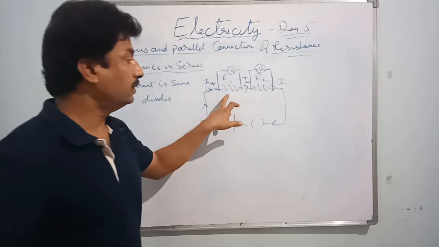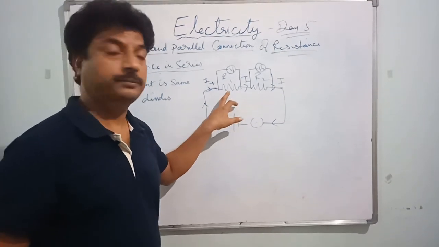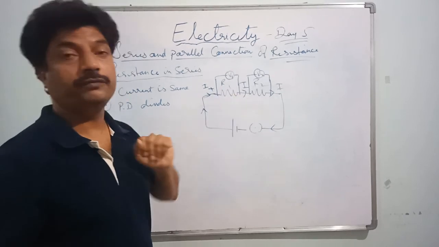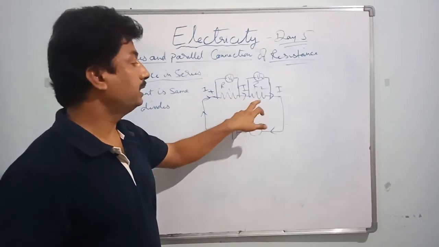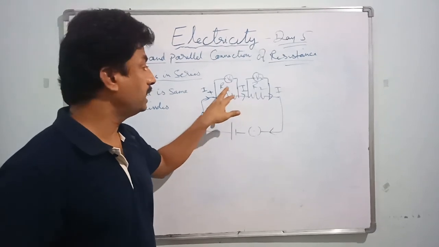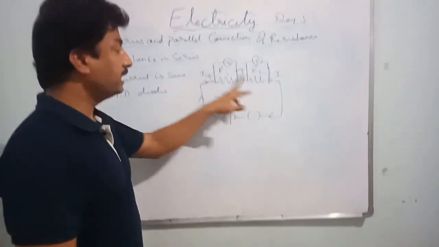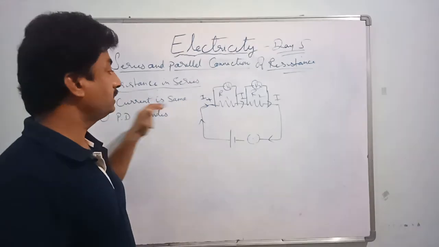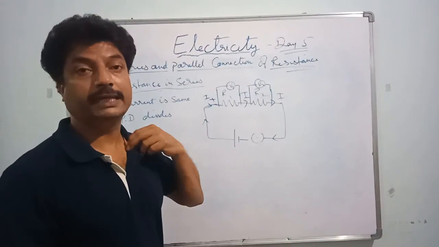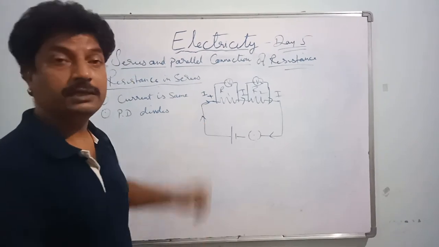To understand the voltage, this resistance could be anything. So V1 you get here and V2 you get here, because you connect the voltmeter in parallel. In series, the current will be the same, but the potential difference divides. Let us apply Ohm's law.